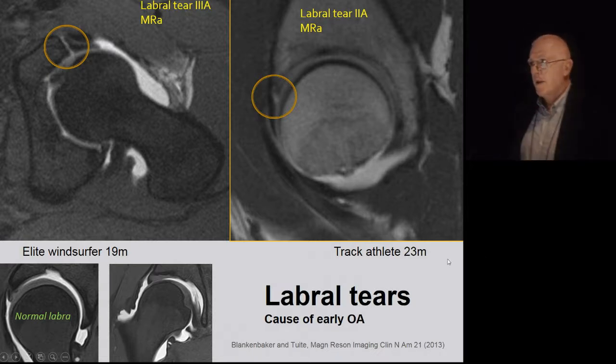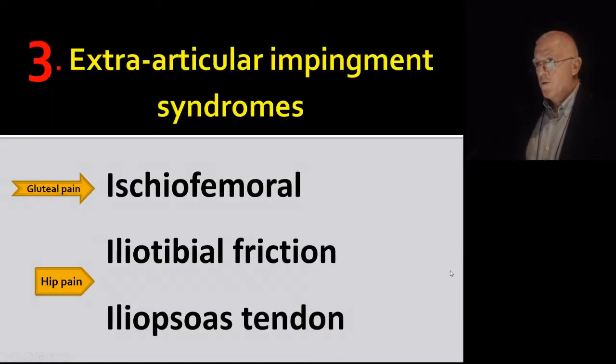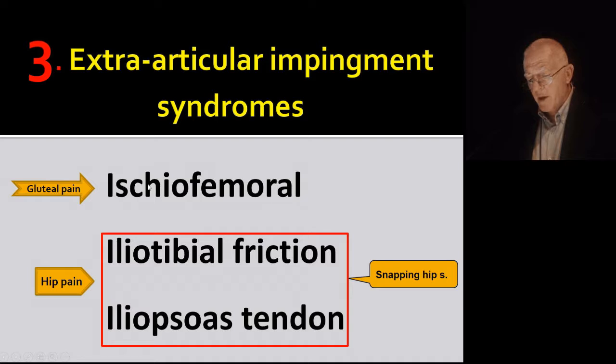The third and last topic today in this morning lecture is the extra-articular impingement syndromes. From these, the ischiofemoral one is related to gluteal pain, so we will not discuss this today. We will discuss the ones related to pain around the hip joint, the iliotibial friction and iliopsoas tendon friction, which are also called snapping hip syndromes.